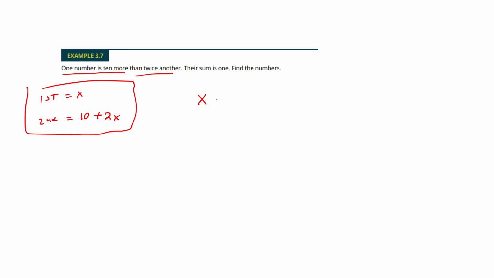Okay, so I'm going to add these two numbers together. I know this is confusing, but that is the two numbers. I'm adding the two numbers together. And in math language, first means x, and second means 10 plus 2x. I know that's weird, but this is the English sentence. We've made it into this. And those two numbers, sum is 1. Okay, let's tidy this up. We get 3x plus 10 equals 1.